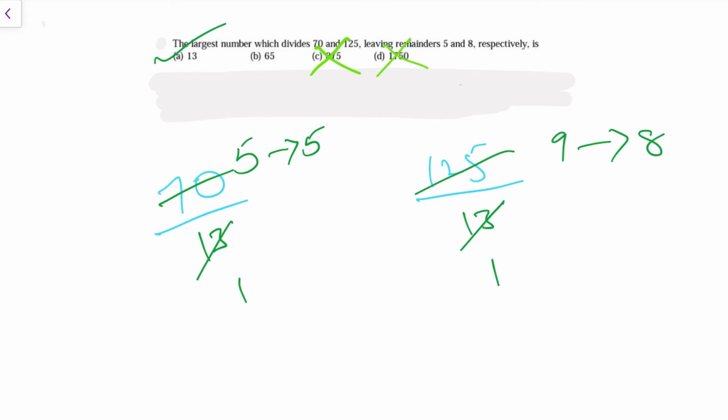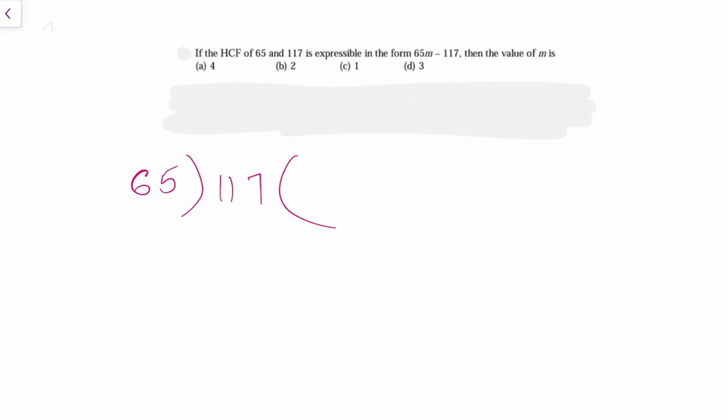Next, the HCF of 65 and 117 is expressible in the form of 65m minus 117, then what is the value of m? So for the numbers 65 and 117, the HCF is expressed in the form 65m minus 117. So I am first finding the HCF of 65 and 117. Here no method is necessary because this is an MCQ type of question. Whatever method you use, they need to accept it.